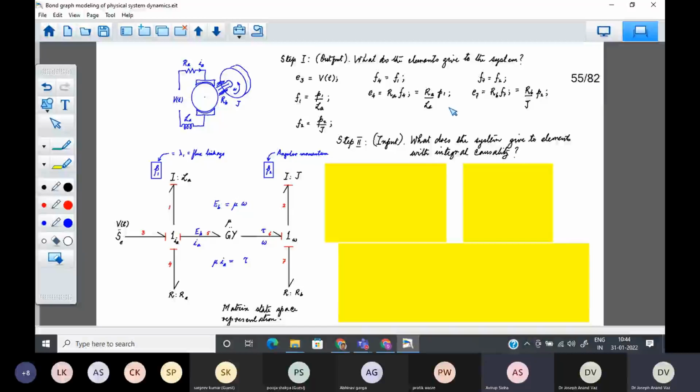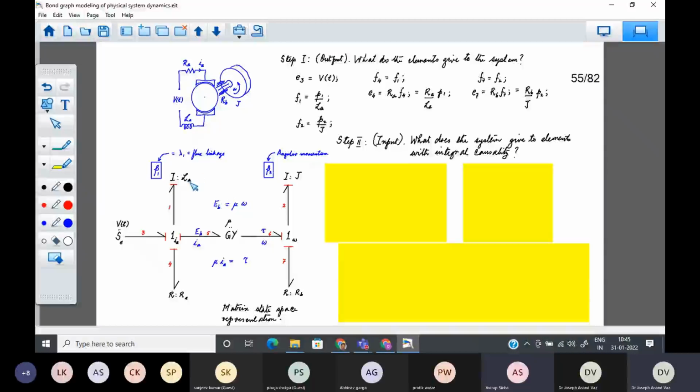So you have the answers to the first question asked for all the elements. Now we proceed to the next step of the algorithm. What does the system give to elements with integral causality? So what does the system? There are only two integrally causal elements here, these two I elements. Let's start. Each of them is contributing their respective states.